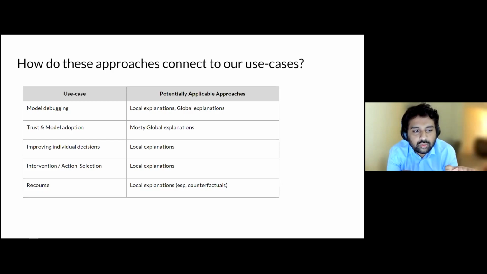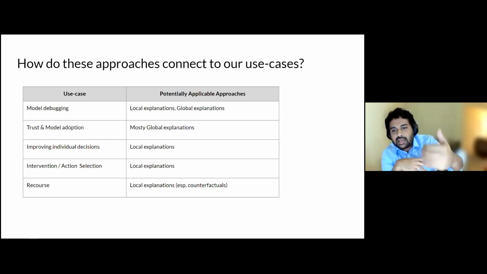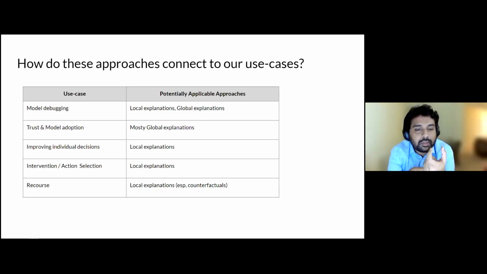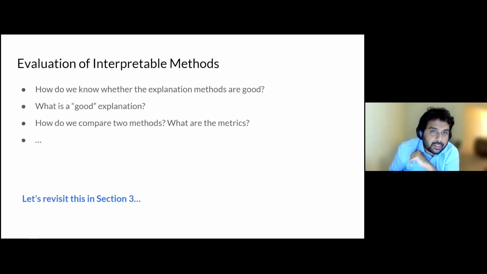In the two cases where we present explanations to the action taker, they're taking decisions about an individual instance or individual person. So local explanations are more helpful. And for recourse, local explanations are helpful because they're making decisions about an individual prediction: how to change the individual prediction. Especially counterfactuals can be useful in that use case. Evaluation of interpretability, we'll come back to this in section 3.